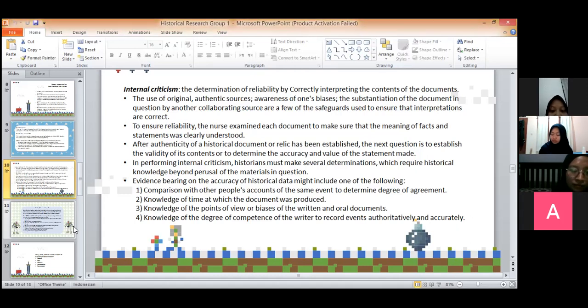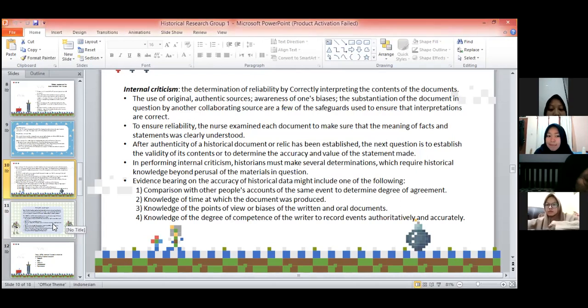The next is, after authenticity of a historical document or relic has been established, the next question is to establish the validity of its contents or to determine the accuracy and value of the statement made. In performing internal criticism, historians must make several determinations which require historical knowledge beyond perusal of the material in question.